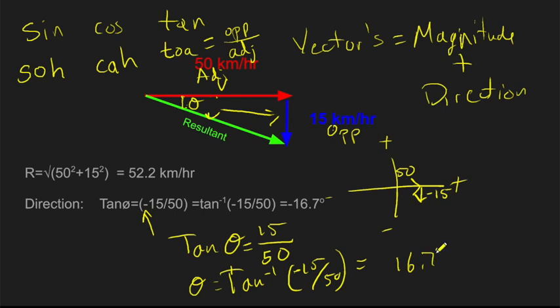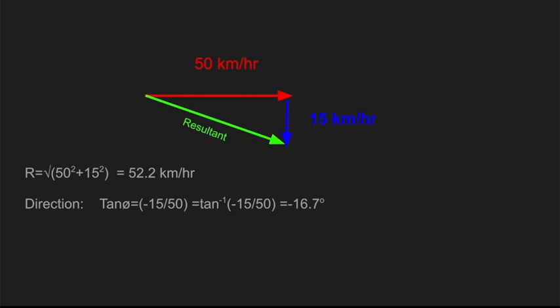You could also say 16.7 degrees south of east. South is down, east is to the right. So my final answer would be 52.2 kilometers per hour at 16.7 degrees south of east. So to do vector addition, you're going to need to know a little bit of trigonometry, nothing more than sine, cosine, and tangent, solving for angles, and the Pythagorean theorem. So that is the basics.